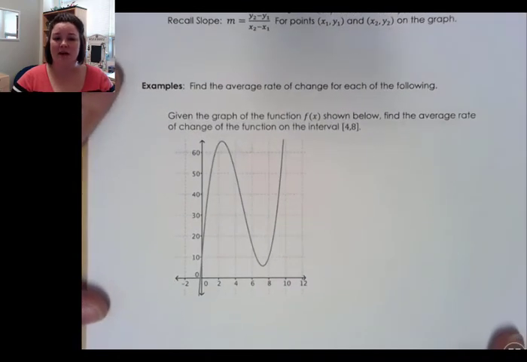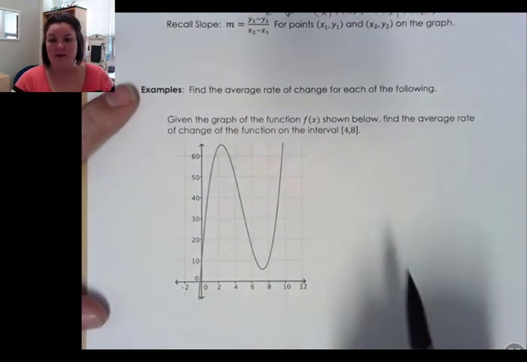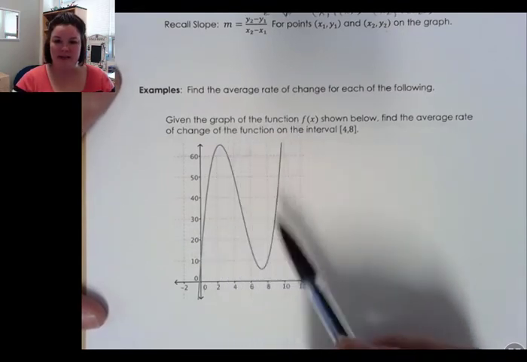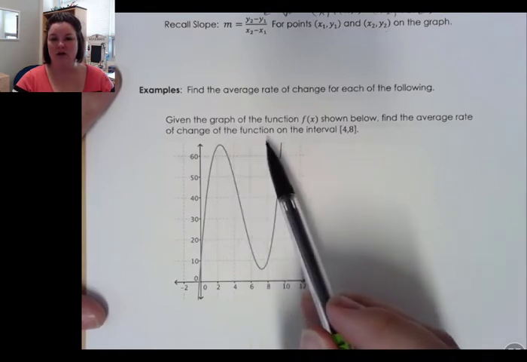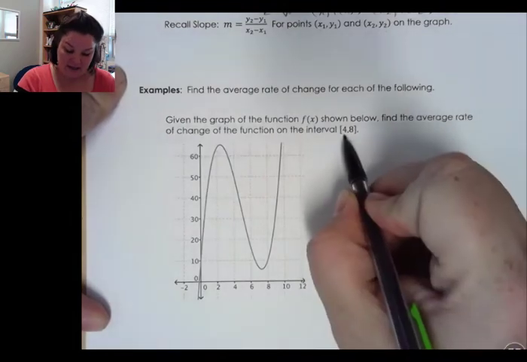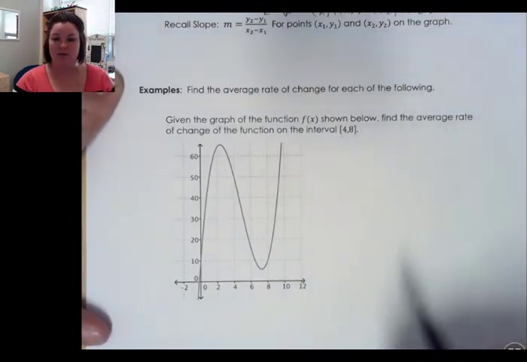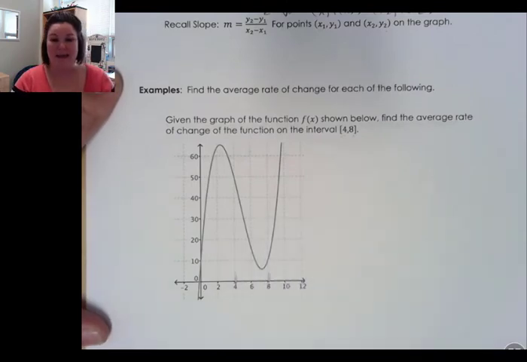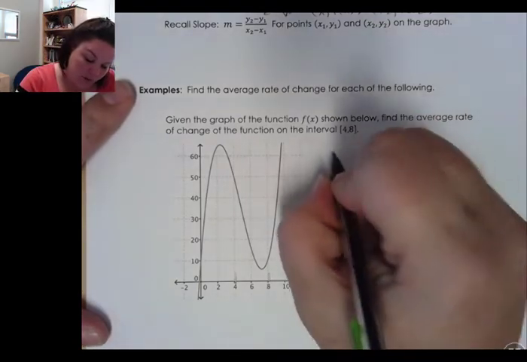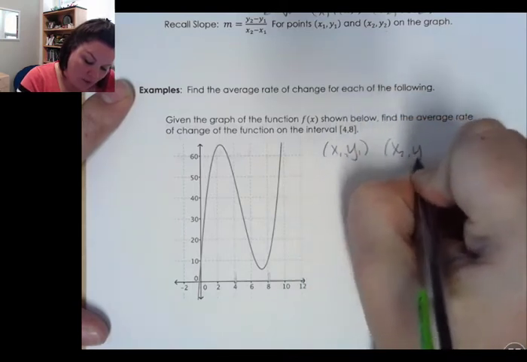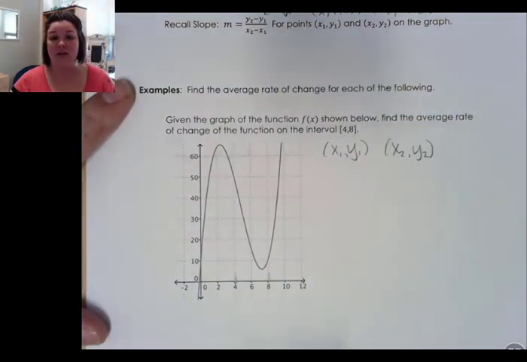Down here it says, find the average rate of change for each of the following. And we're given a graph of f of x, and that's what's shown below. Okay, and we want to find the average rate of change for the function on the interval 4, 8. So when they give us this interval, okay, these are x values. This is saying we want to find the rate of change from the x value 4 over to the x value 8. Okay, so those are the points that I want to be able to find.